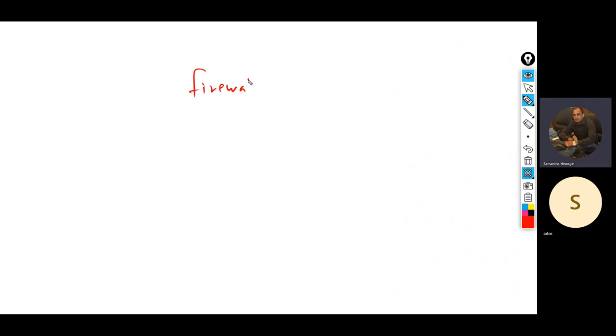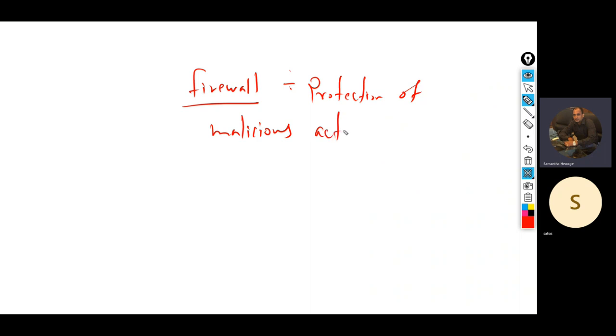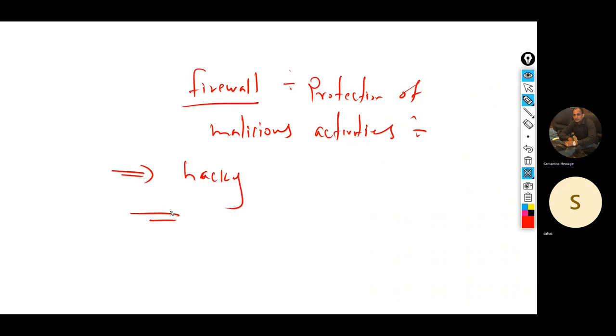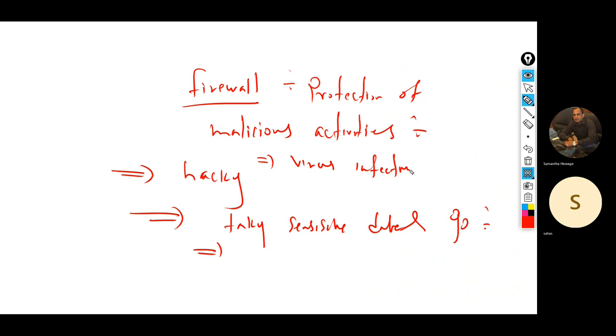So what do you mean by the firewall? It's a protection. Protection from malicious activities, for example hacking, some person trying to take sensitive data and go, and sometimes virus infection. So you can protect from viruses, from malicious activities, and from computer fraud.